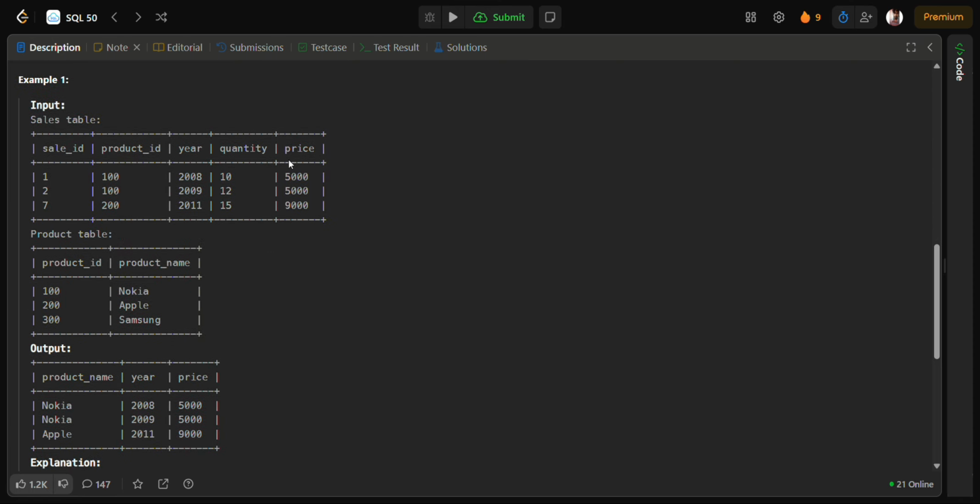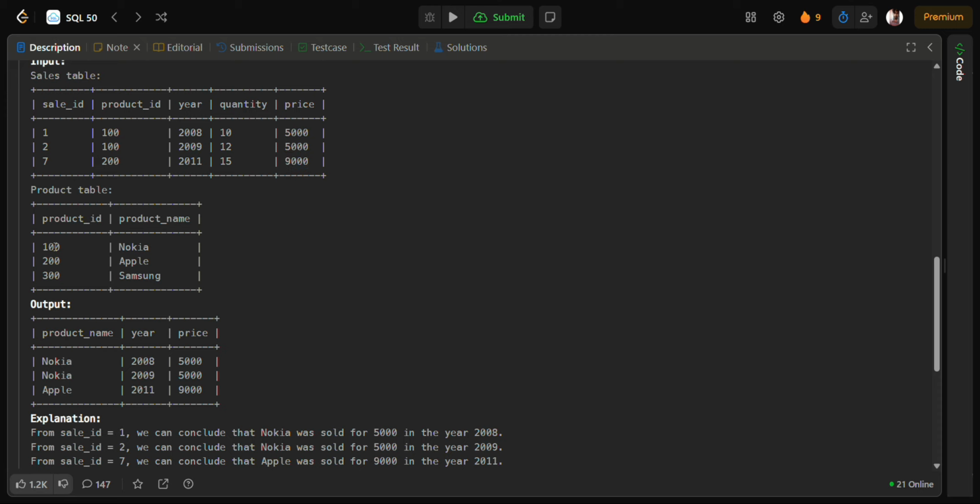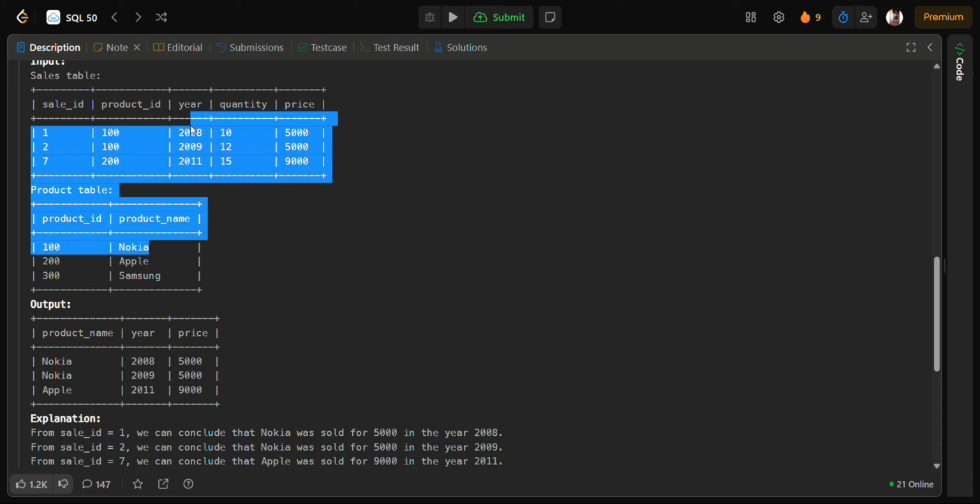Imagine we have a few sales records. One of the sales shows that a product with ID 100 was sold in the year 2008 at a price of $5,000 per unit. Another record shows that the same product with ID 100 was again sold in the year 2009 for the same price. There's also a different product with ID 200 that was sold in the year 2011 for $9,000 per unit. Now, looking at the product details table, we find that the product with ID 100 corresponds to the product named Nokia, and the product with ID 200 corresponds to the product named Apple.